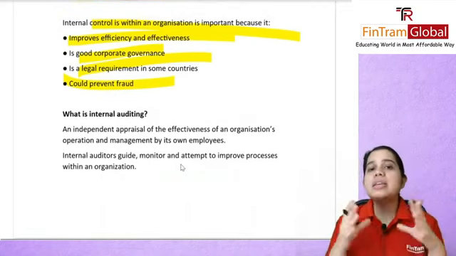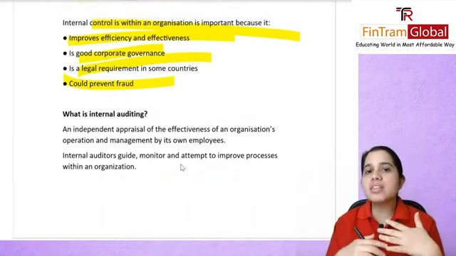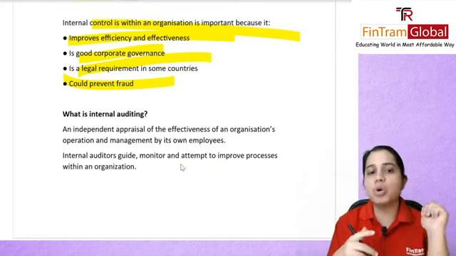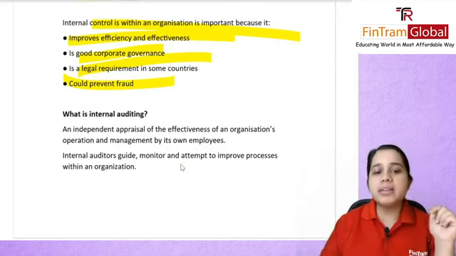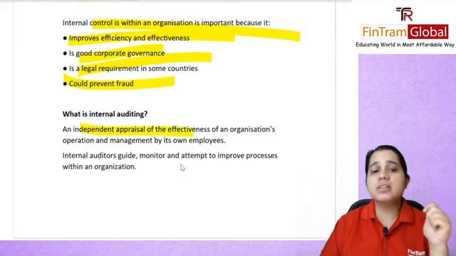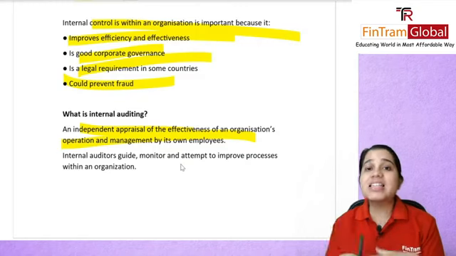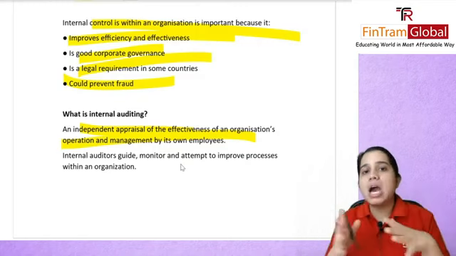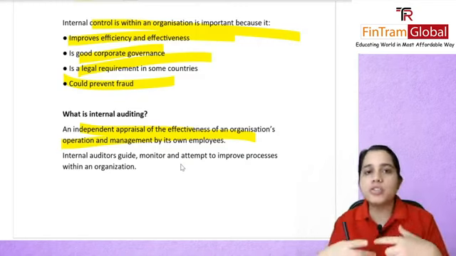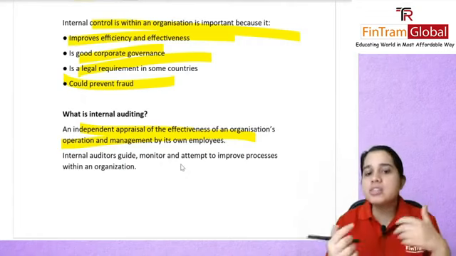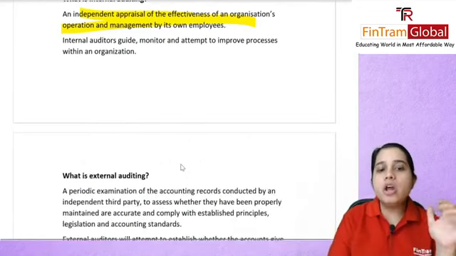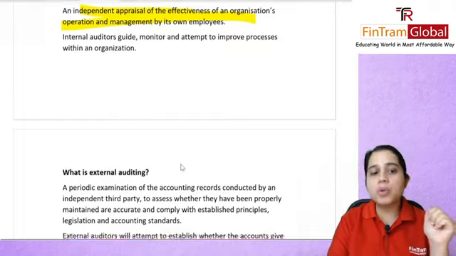So internal auditing, these are people who are employees of your organization, or you can even outsource this function to a third party. This is done by an independent appraisal of the effectiveness of your organization's operations and management. Basically, how properly are whatever internal controls you have working, and are the policies that you have enough or not. All of that is something that the internal auditor is going to be looking at.